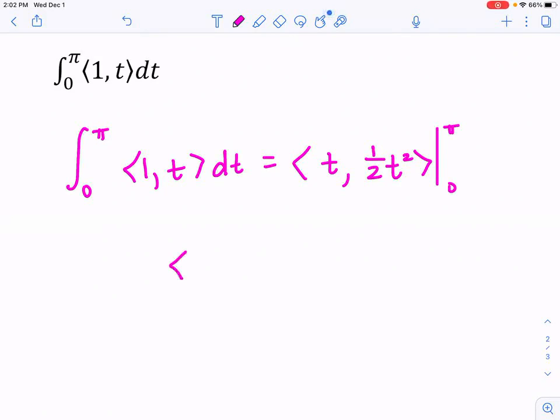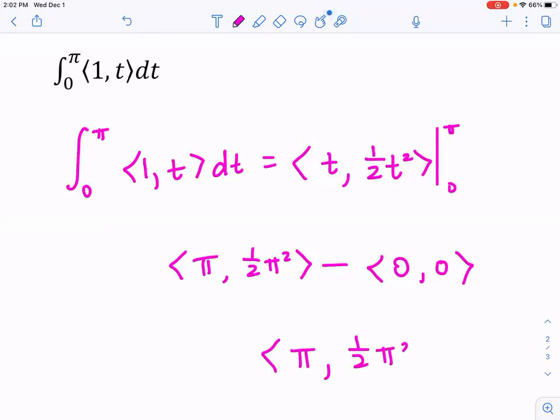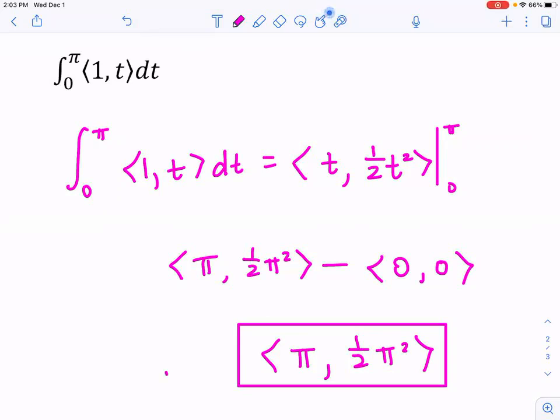So we have pi, 1/2 pi squared, minus, oh, that's boring, 0, 0. It sure does. It's right there. 0, 0 is a vector. It's a 0 vector.